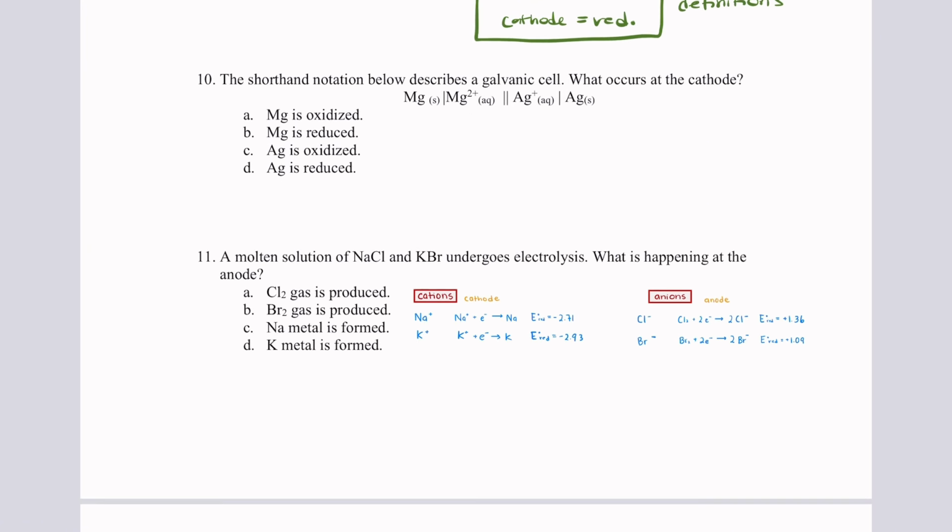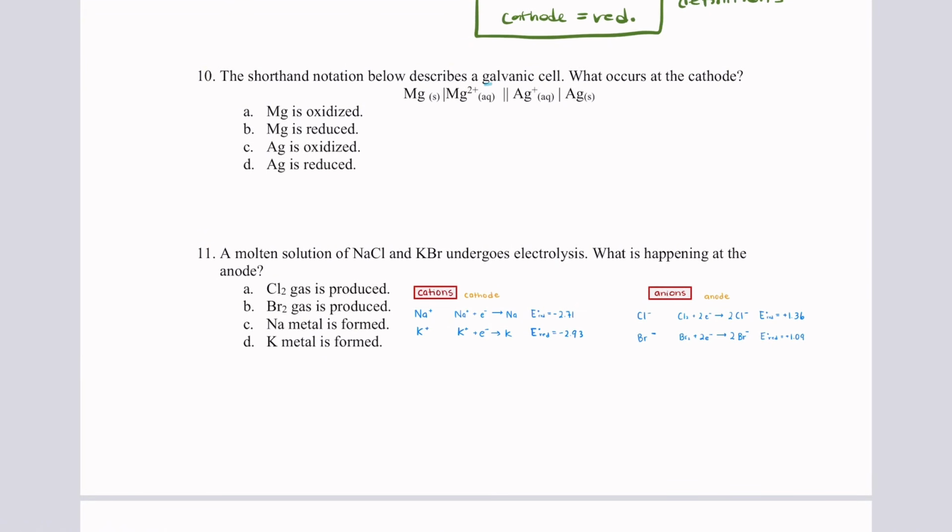Problem 10 says, the shorthand notation below describes a galvanic cell. What occurs at the cathode? The notation is written as magnesium solid, single line, magnesium 2 plus aqueous, double line, silver plus aqueous, single line, silver solid. In this line notation, the left-hand side is the anode compartment and the right-hand side is the cathode compartment. A single vertical line separates phases within one half cell, and the double vertical line represents the salt bridge between the two half cells.